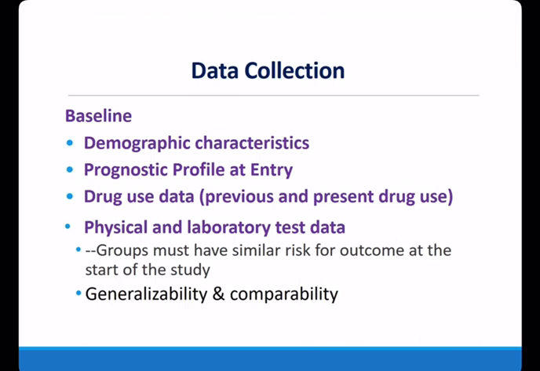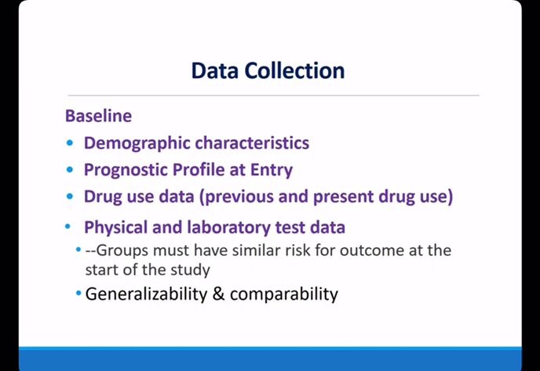In the next slide, we will talk about data collection in randomized clinical trials. In clinical trials, there is several information that needs to be collected. First is the baseline data. The baseline data, namely the data collected when the patients enter a clinical trial, often includes some demographic characteristics, some clinical characteristics, and drug use.